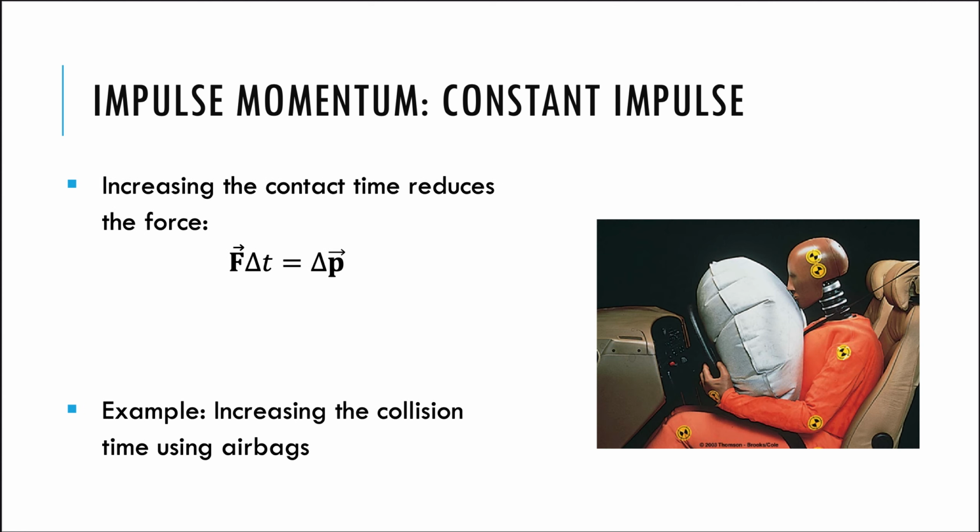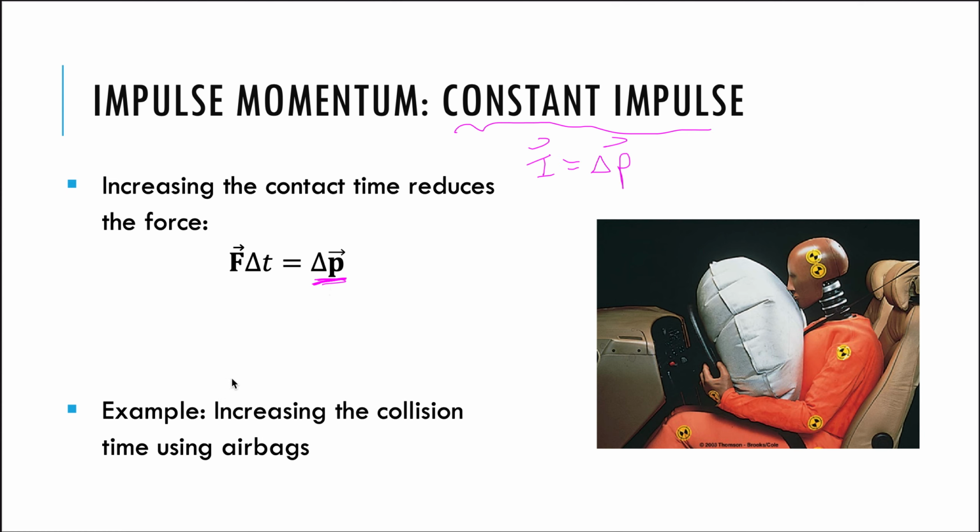Let's look at the other case, which is that of a constant impulse. This time, increasing the contact time reduces the force. So that might sound weird because we just talked about how increasing the contact time increases the impulse and the change in momentum. But now it's increasing the force. So the key here is that there's always a variable that is remaining constant. In this case, we're looking at constant impulse. And if you remember that impulse is change in momentum, then that means that this change in momentum is the variable that is remaining constant.